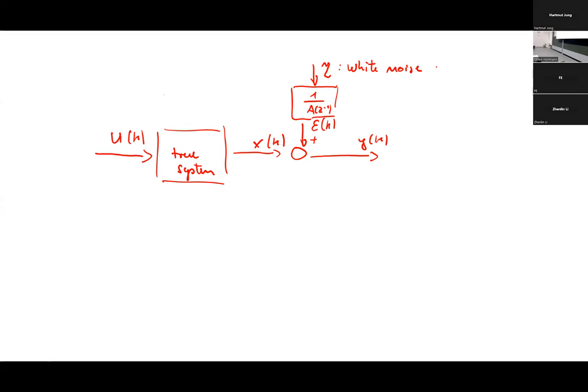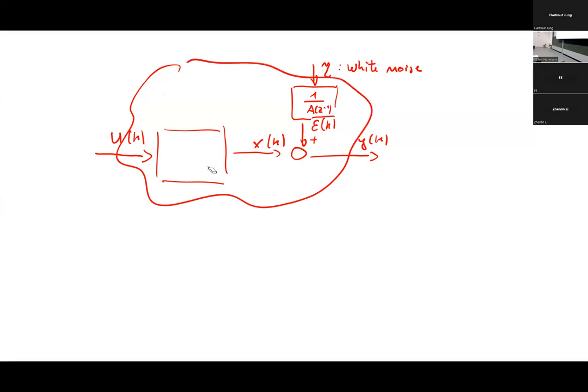Well, now the question is, 1 over A(z to the power of -1) is the filter. We do know the filter, how it should look like. But the question is, is it possible to affect the disturbance of the true system? By the way, the true system looks like this, the entire. So this is perhaps the, let's see.